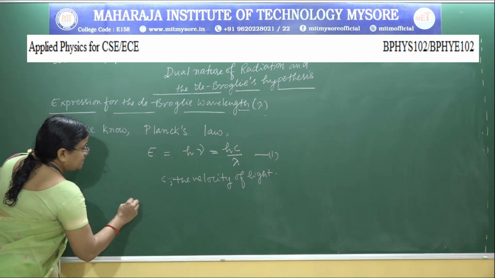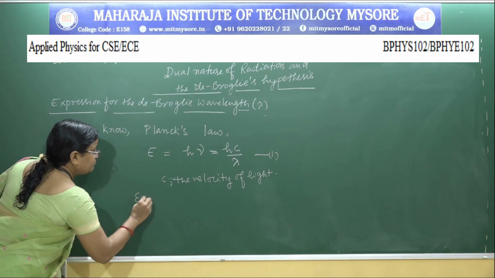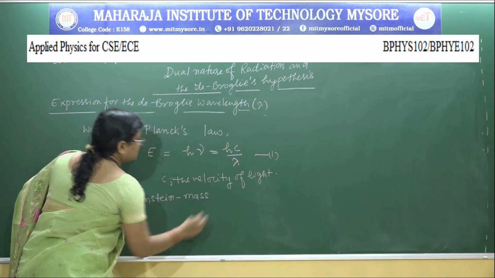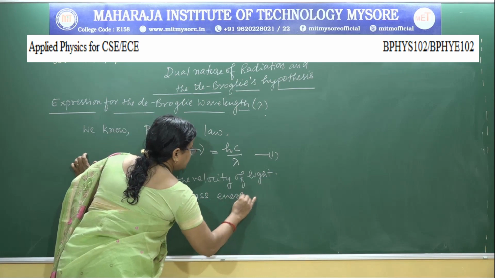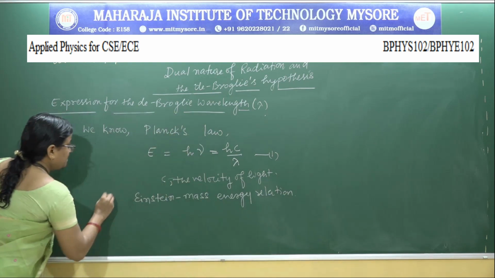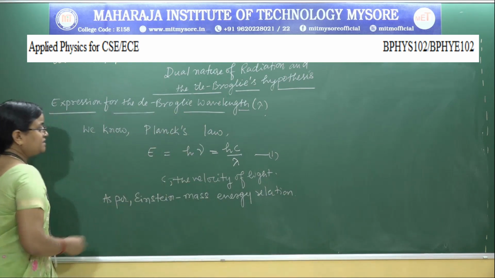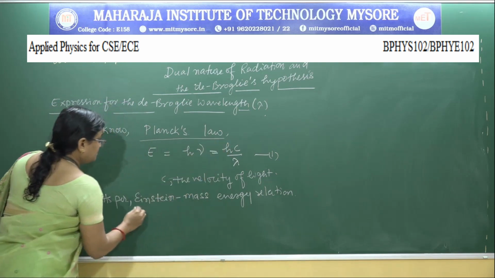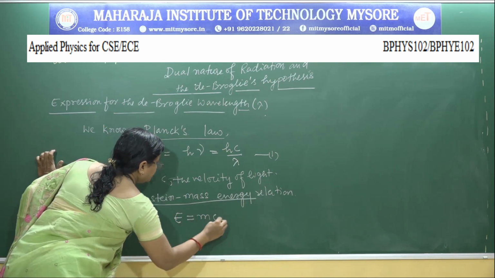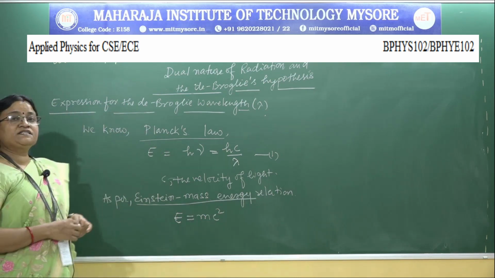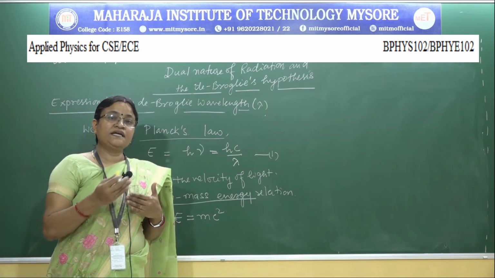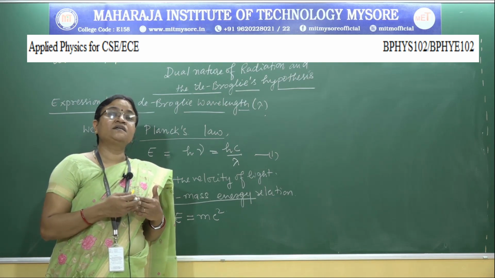Now the other thing we know is Einstein's mass energy relation. As per Einstein mass energy relation, E is equal to mc square. What Einstein has explained is that when the particle moves, then the mass of the particle changes.